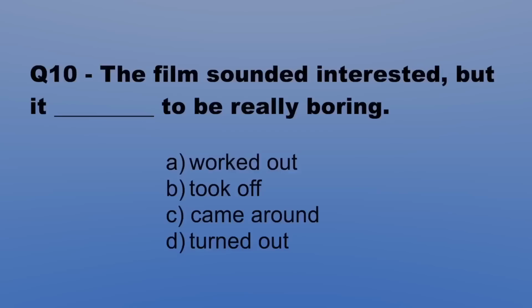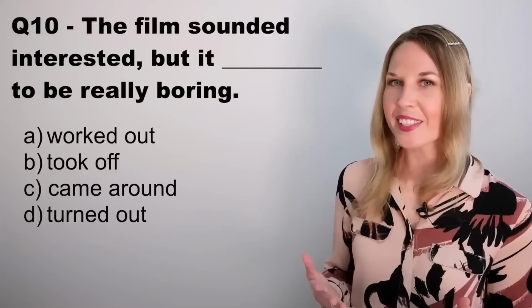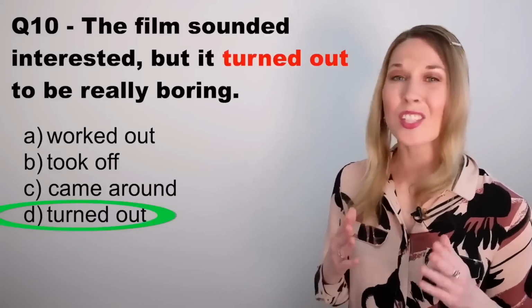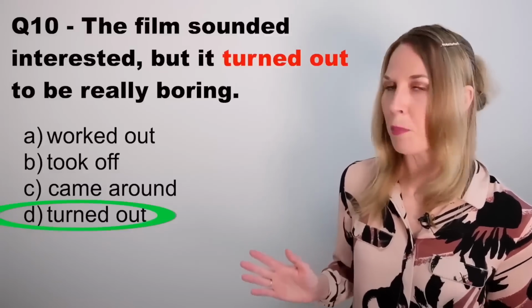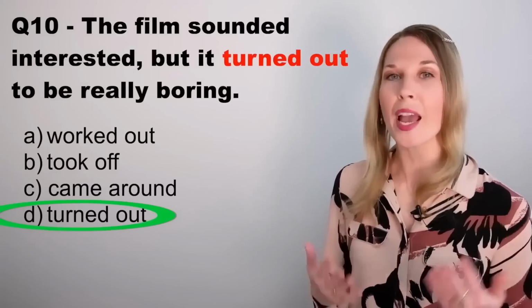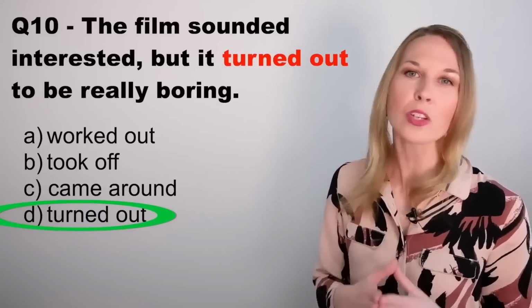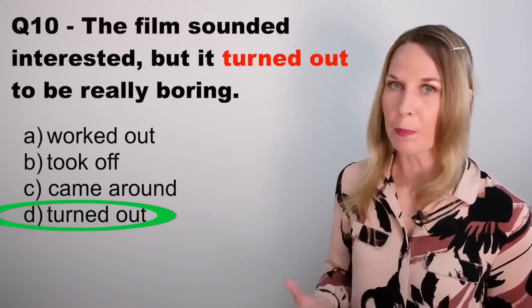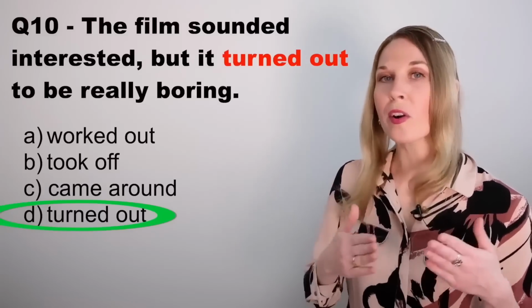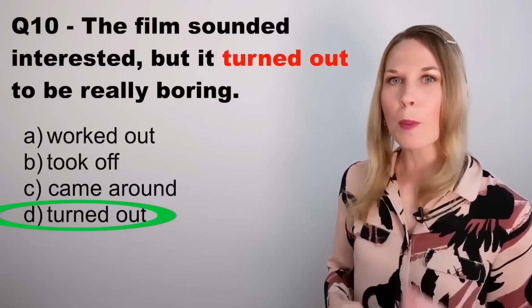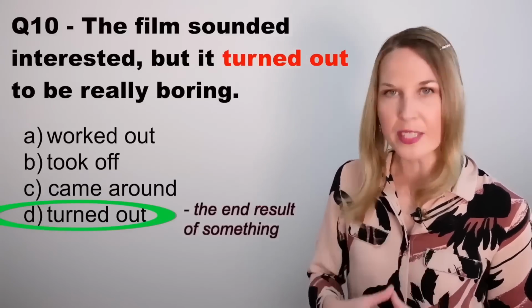And your final question, number 10. The film sounded interesting, but it, to be really boring. And the answer is D. It turned out to be really boring. This is a vocabulary question because you need to understand what these expressions mean. We use to turn out when we're talking about the end result of something.